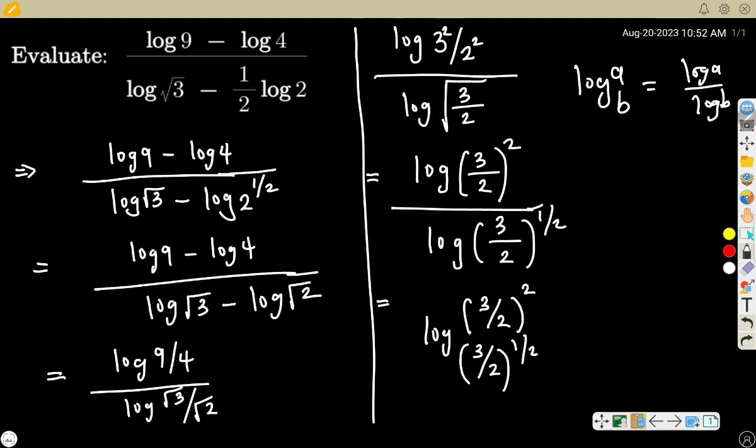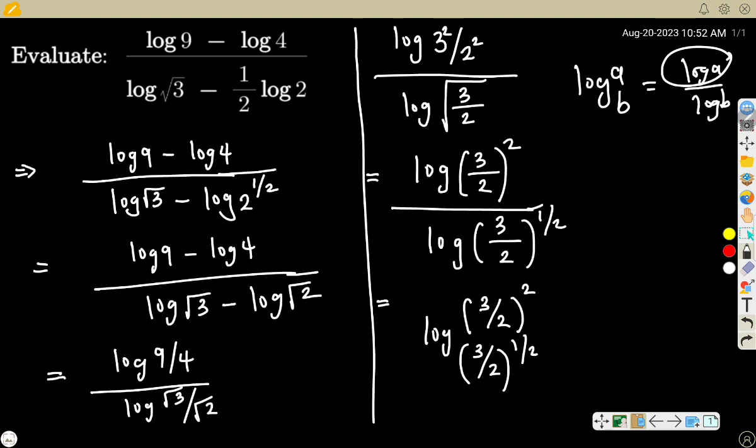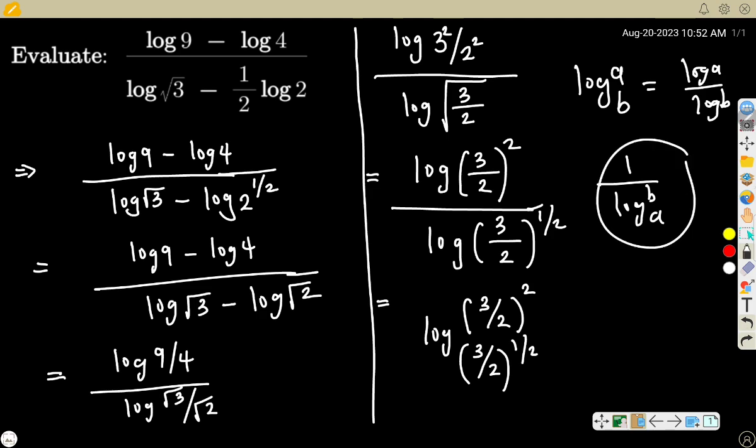So like that. That means I'm going from here back to this place. That is, I'm going from log a divided by log b back to log a base b. Just like log 3 over 2 square divided by log 3 over 2 raised to power half, then it will become log 3 over 2 square base 3 over 2 raised to power half. Like that. Now let's proceed.